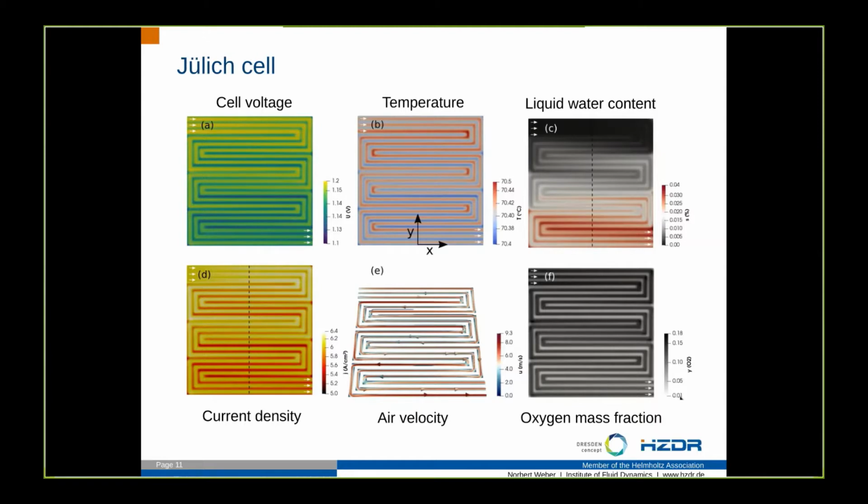Or when you look at the temperature on the top in the middle, you see also that below the channels, we always have a slightly higher temperature, simply because there the reaction rate is higher, the current density is higher, so we also get higher temperature due to the reaction.